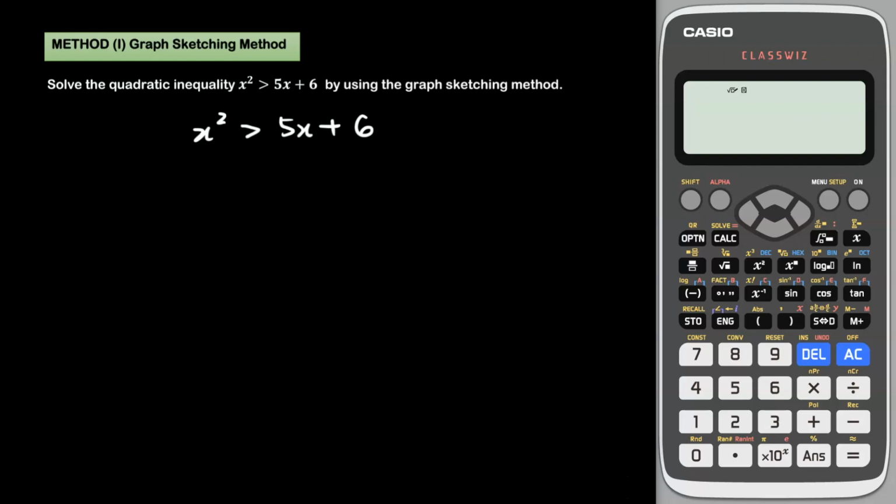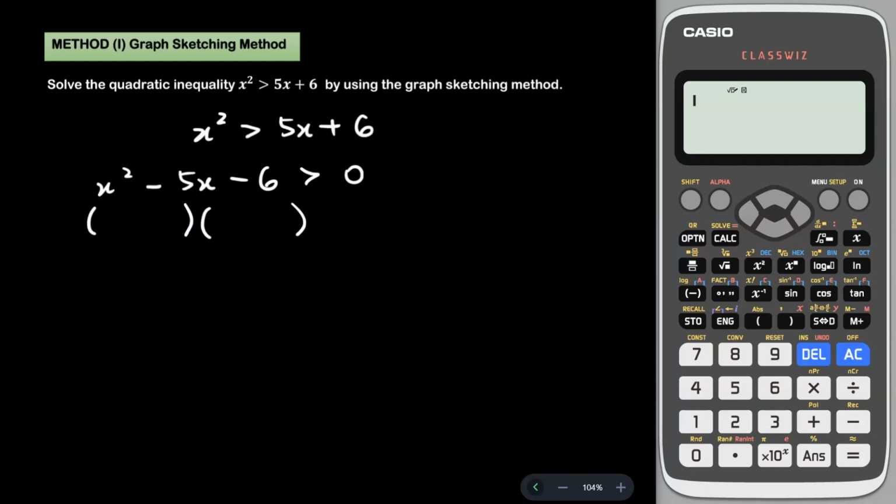Okay, and then we're going to move the two terms on the right hand side to the left. So x squared minus 5x minus 6 more than 0. Okay, and then we're going to factorize this into two brackets, more than 0. So the first term is x squared, therefore here is x and x. Okay, so now we're going to find the roots.